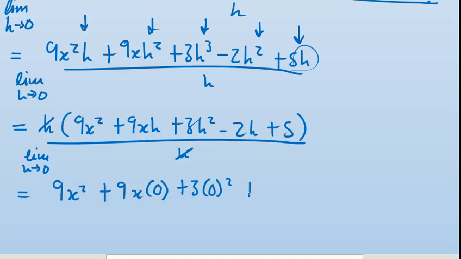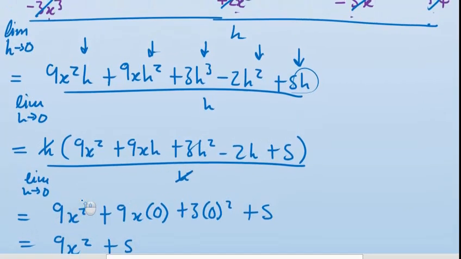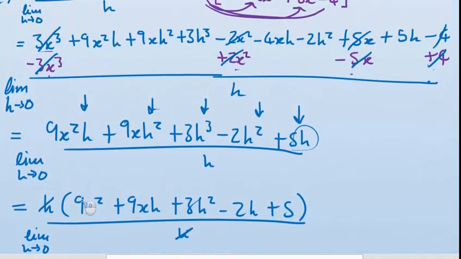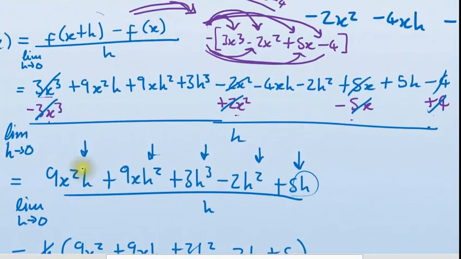Right, because the 0 went in well. So plus 5, and that will give you 9x squared plus 5. Now let's go and check and see what is it that is missing. What is it that is missing?